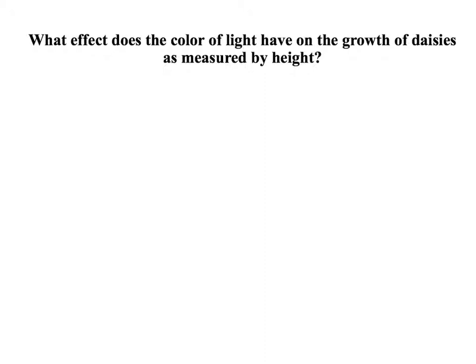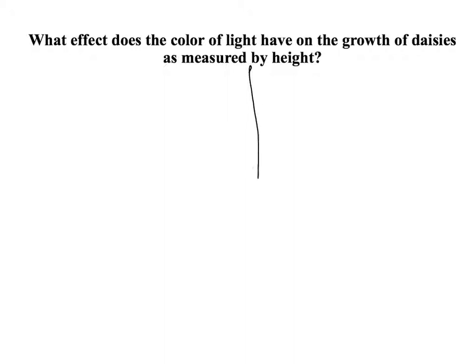Okay, so a lot of times when we teach this lesson, we find that it works really well to just go ahead and give kids an example of a simple experiment. And by talking through the example, a lot of times we can help them see the independent and dependent variables. So here's our experiment. What effect does the color of light have on the growth of daisies as measured by height? All right, so there's the experiment.